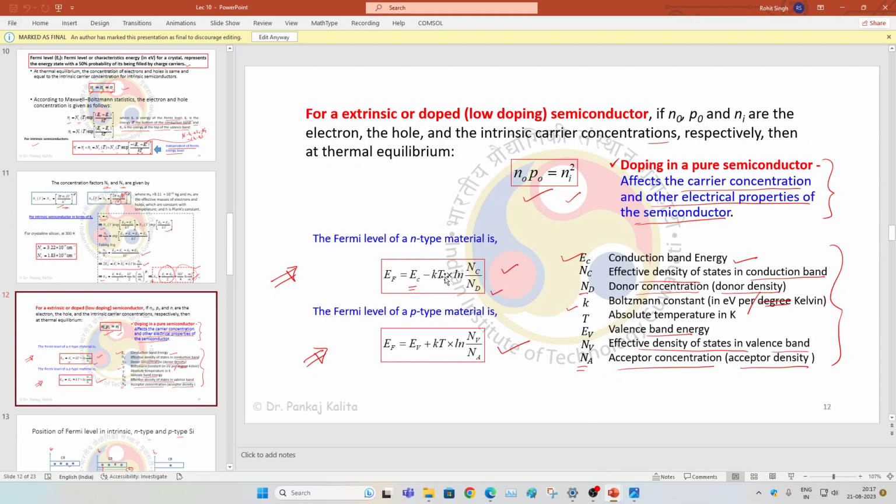EF equal to EC minus K into T. What is K? K is basically the Boltzmann constant. T is the temperature, and temperature is in Kelvin, not degrees Celsius. NC and ND are basically the effective density of states in the conduction band, and D is for donor concentration.